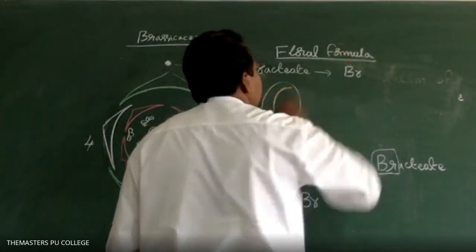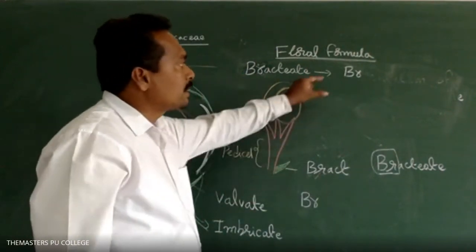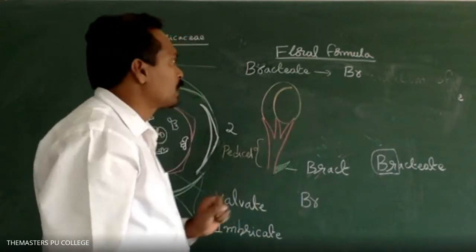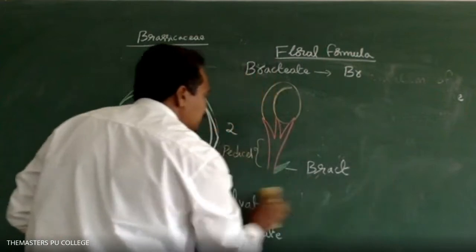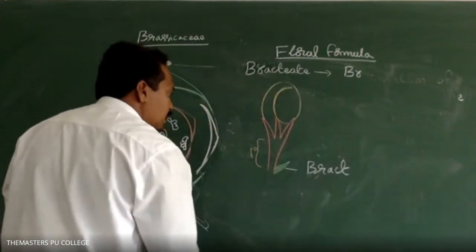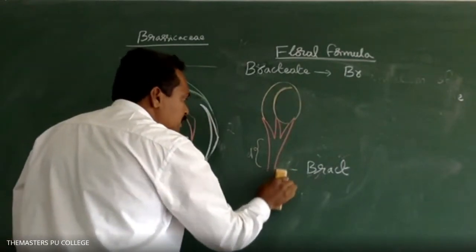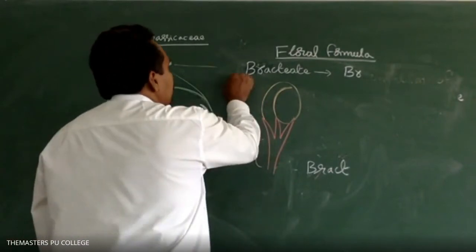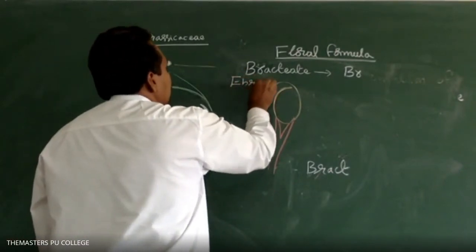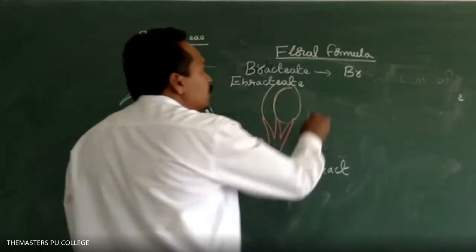So, when a bract is there, the bracteate flowers are represented as BR. In some plants' flowers, the bract is absent. If the bract is not there, such a flower is called ebracteate. Ebracteate flowers are denoted as EBR.